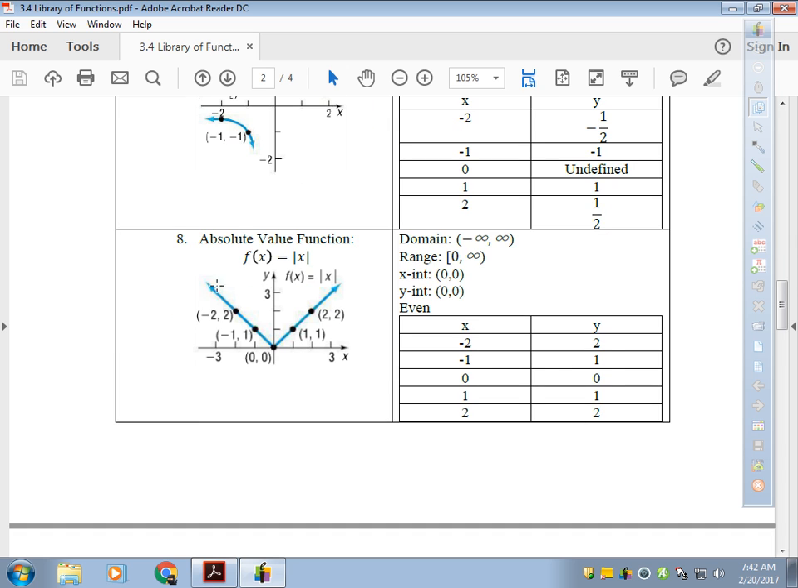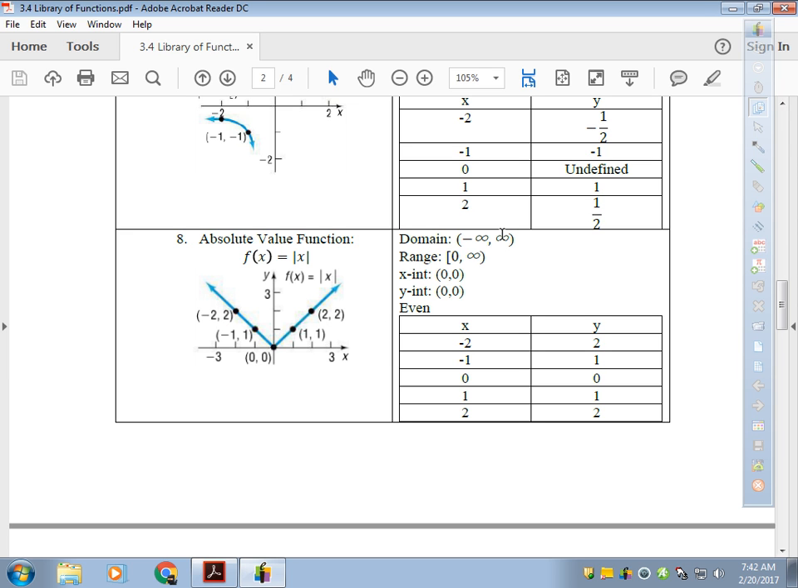Alright. Our eighth function is the absolute value function. F of x equals the absolute value of x. Looks kind of like a V here. Okay. Remember, absolute values take whatever you plug into them and make them positive. So like when you plug in negative 2, you're going to get a positive 2 as your answer.